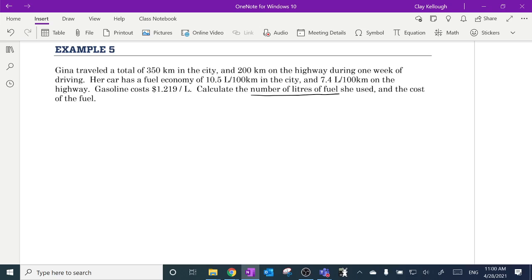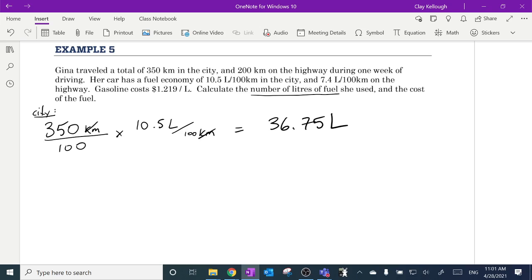Okay, so she drives 350, we'll do the city first. So she drives 350 kilometers in the city, and she has a fuel economy of 10.5 liters per 100 kilometers. So I need to change this number into how many 100 kilometers it is. So I divide by 100. If you just know how to do that really quick, instead of 350, I'll just turn that into 3.5. Get it? 3.5 100 kilometers. And then, of course, I'm timesing that by 10.5 liters per every 100 kilometers. So the kilometers cancel. And I have 36.75 liters.